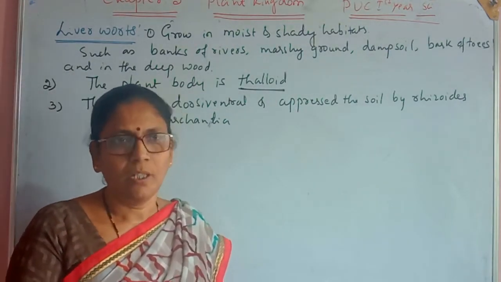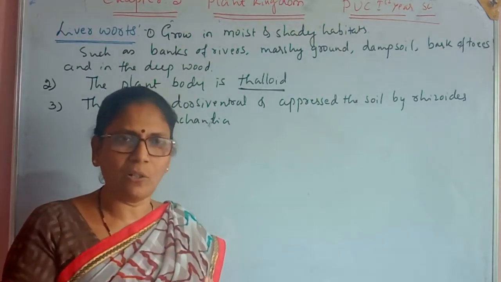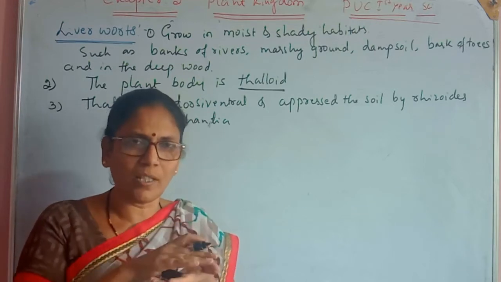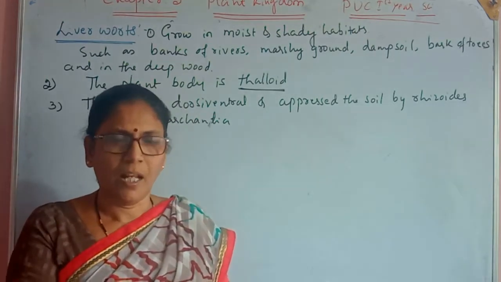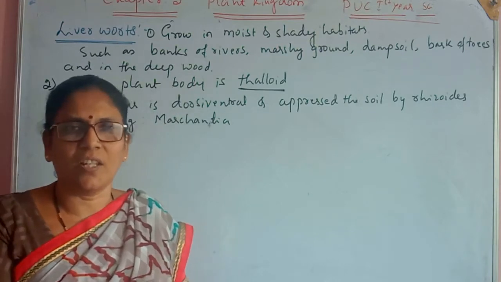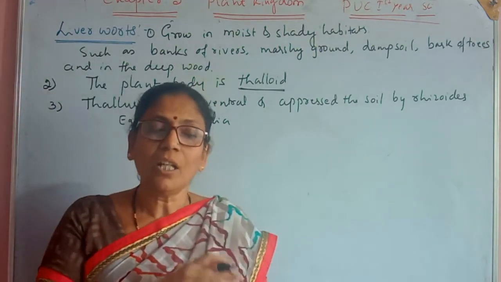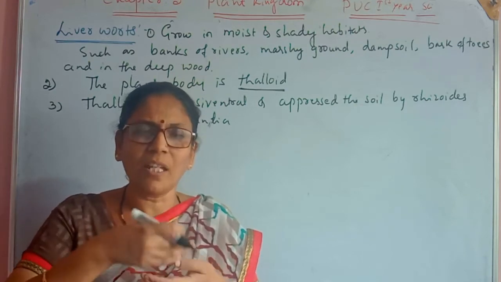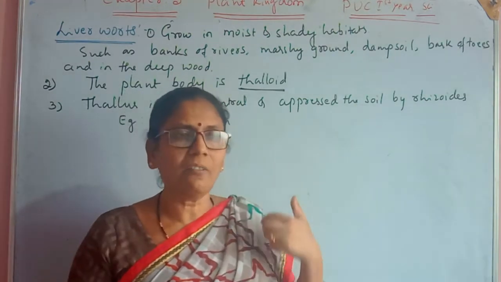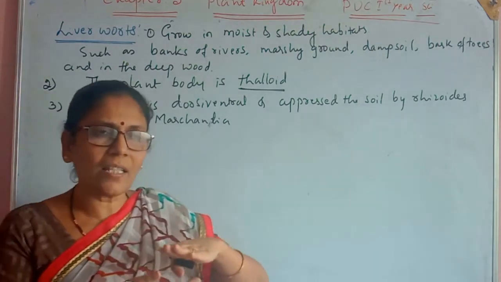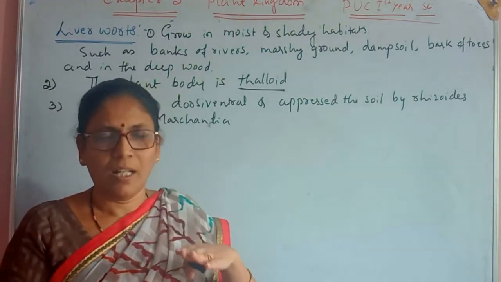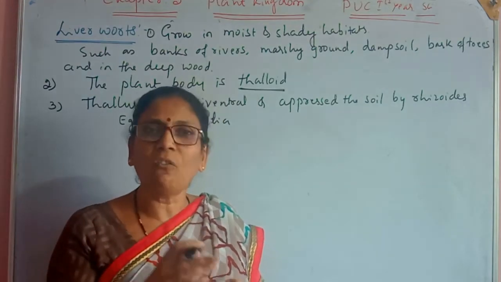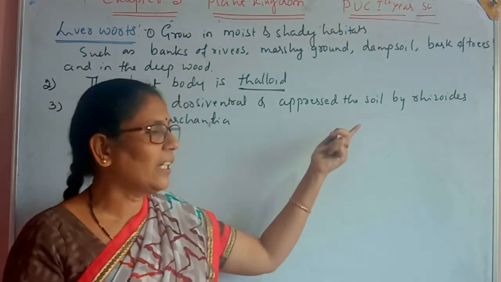Dorsiventral means what? Dorsal means upper surface, ventral means lower surface. When there is no distance between the dorsal and lower surface, both surfaces are very close to each other and look like they are attached to each other. Such a structure is called dorsiventral, just like a leaf where upper and lower surfaces are very close to each other. Even here the thallus is a very flat structure, and that's why it is called dorsiventral, and it is attached to the soil with the help of root-like structures called rhizoids.